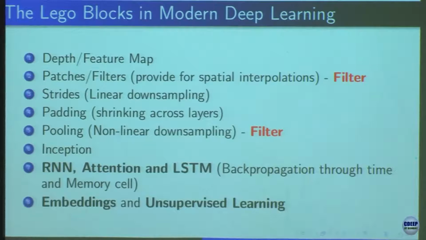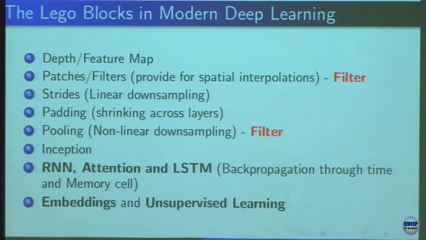So there's one more Lego block I want to do. I won't be doing it in such great detail. That's called the RNN. Inception, I have left as optional reading. Inception builds on CNNs and multiple filters, lots of filters. RNN and LSTM deal with structure in the output.